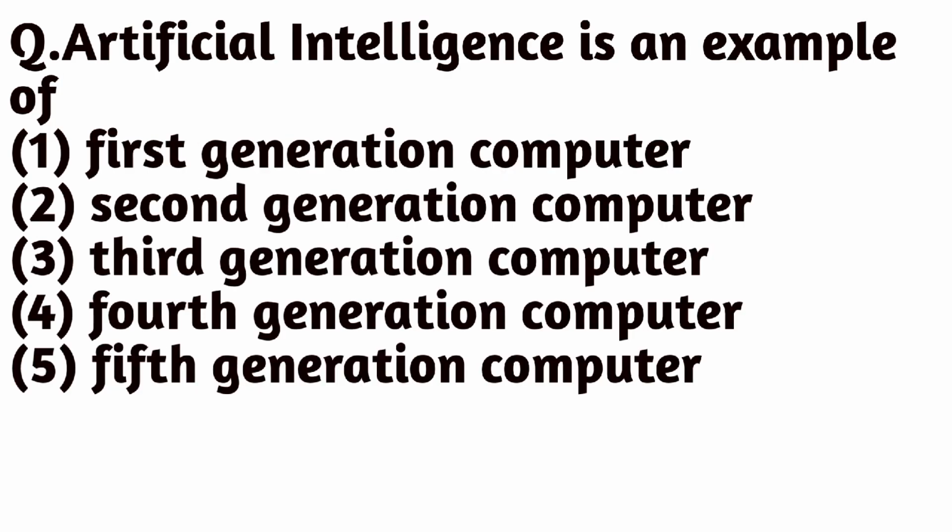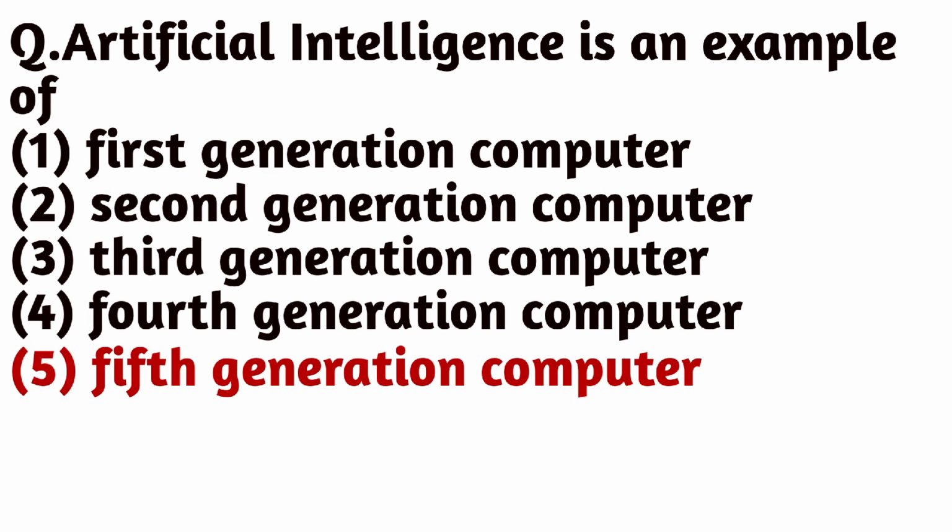Artificial intelligence is an example of option 1 first generation, 2 second generation, 3 third generation, 4 fourth generation and option 5 fifth generation. The correct answer is option 5, fifth generation.